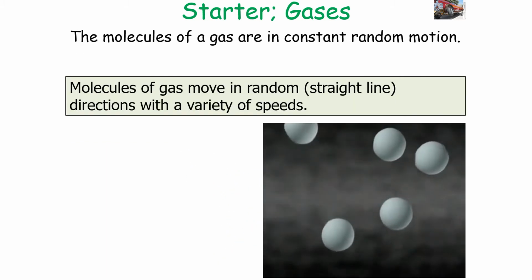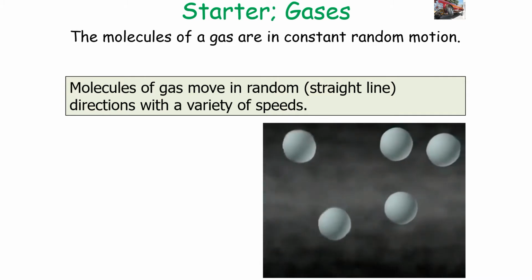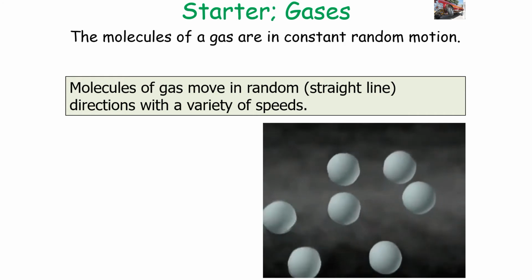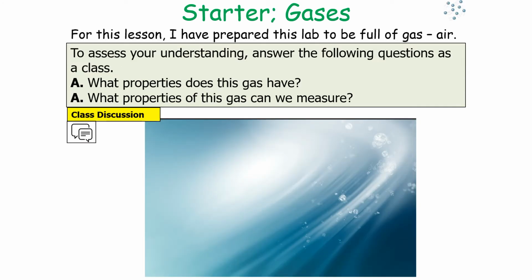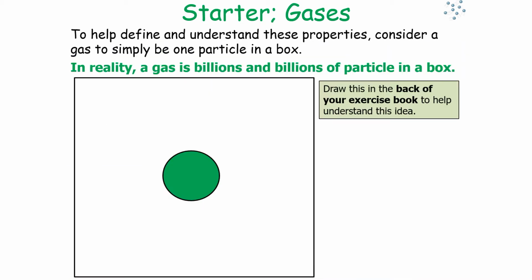So to clarify, the molecules of a gas are in constant random motion. The molecules of a gas move in random straight line directions with a variety of speeds. For this lesson, all we need to do is understand what properties gases have and how we can measure these properties. There are three main properties of a gas which can be measured: the volume, the temperature and the pressure. To help define and understand these properties, we're going to consider a gas to simply be one particle in a box. Obviously, in reality, a gas is billions and billions of particles in a container, but we're just going to consider one.